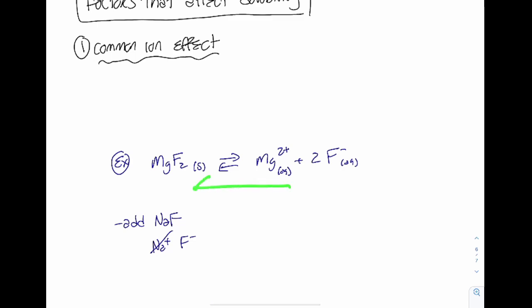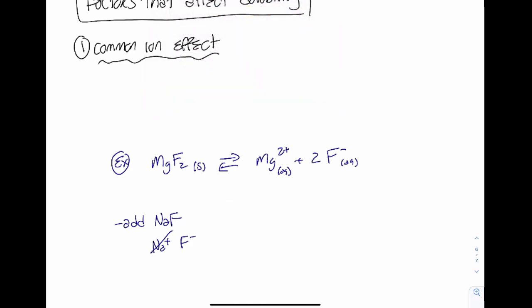If you guys are saying towards reactants, great job, because it is. If we add more products, remember we have to undo what we did, so we need to shift in this direction. And the side that I'm shifting toward is my solid. So we're actually decreasing solubility. The more soluble it is, the more ions I have. The less soluble it is, the more solid I have. By adding a common ion, I'm shifting it towards that solid, so my solubility is actually going to decrease.